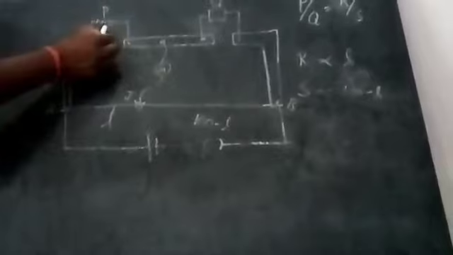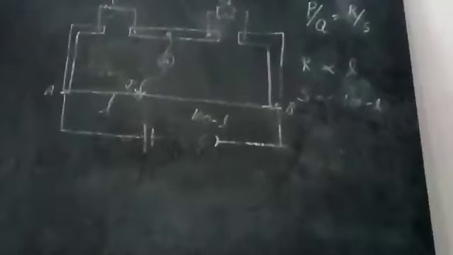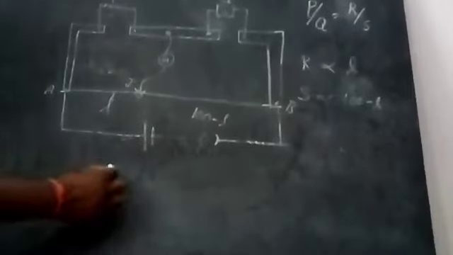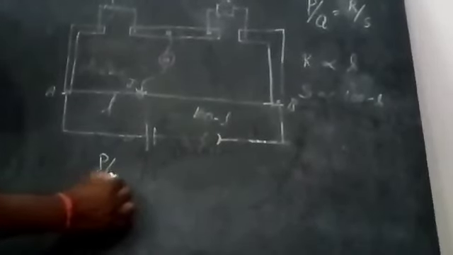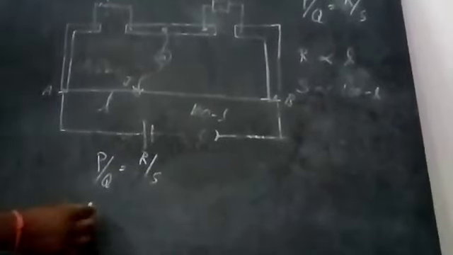Again, the P resistance value is the unknown value, which we have to find out, and the known resistance value Q we can find. It is already a fixed resistance. Now we know the formula from the resistance bridge, that is P by Q is equal to R by S. The unknown value P we have to find out.